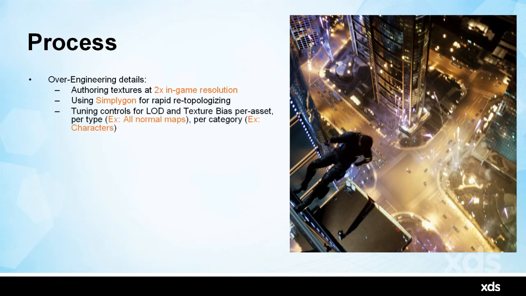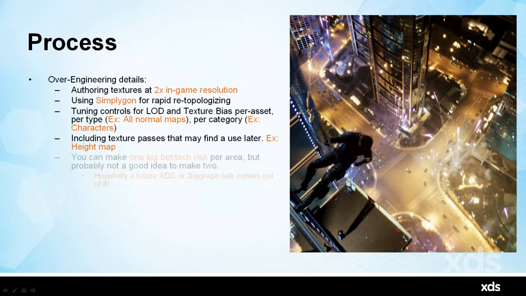We have tuning controls, of course, for LOD, texture bias, things like that. We include a height map texture in all of our assets that we're kind of using, but not fully using yet. But the hope is that we'll find more use for it as the game goes on. But it's there, and people are making them. And I kind of feel like you can make one big bet tech risk per area, but probably not a good idea to make two.